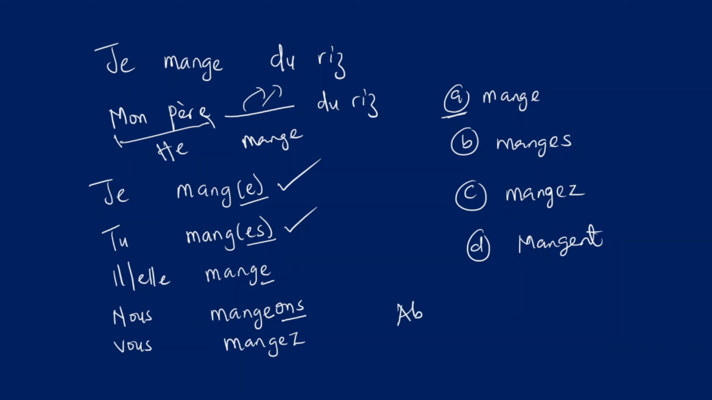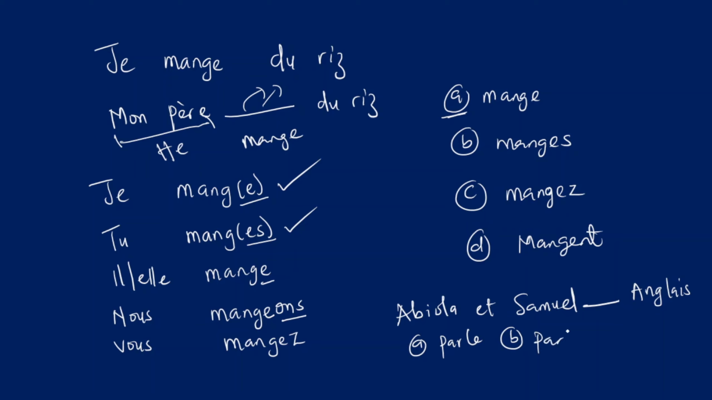Now I want you to do this. Abiola et Samuel dash anglais. Dash anglais. So let's see how it's going to be. A parle, B parle or parler, and C parle. So what is the best option to fill this?